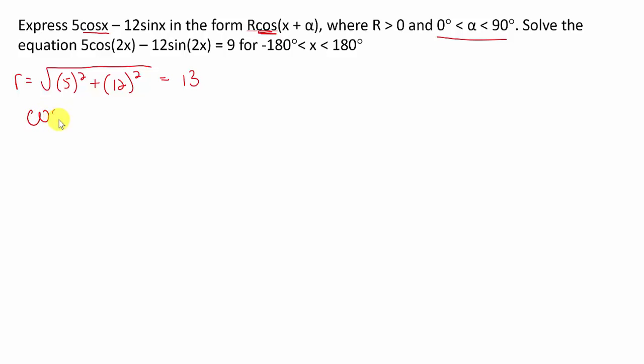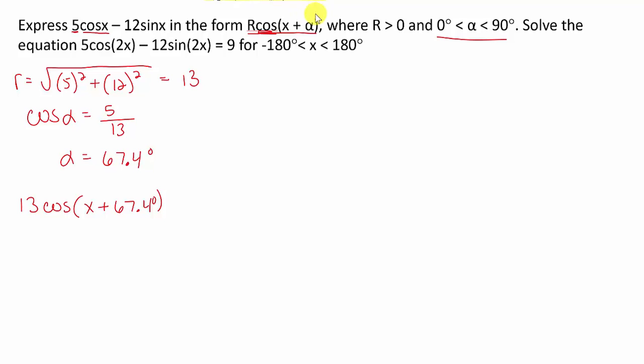And then I'm going to do cosine alpha equals, remember a is this first number 5, over what I found r to be, which is 13. And in this case, because we're in degree mode, alpha is going to be 67.4 degrees. And then I can write this in the form that we were asked for. So I have 13 cosine of x plus 67.4 degrees. So I've done part 1.